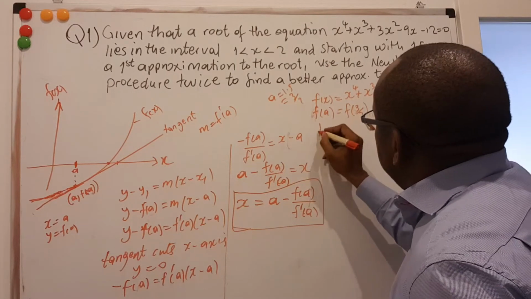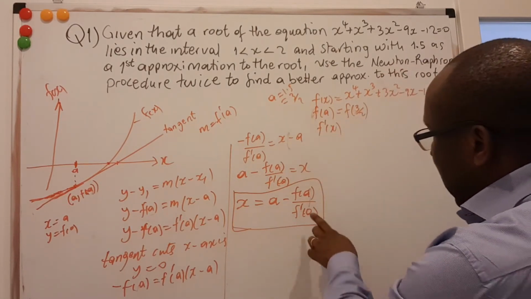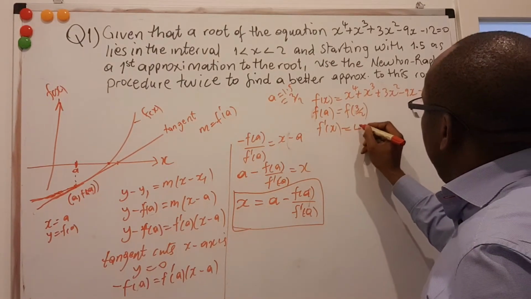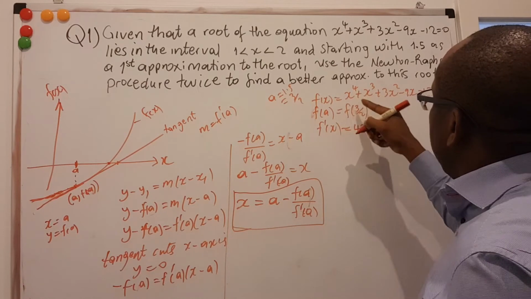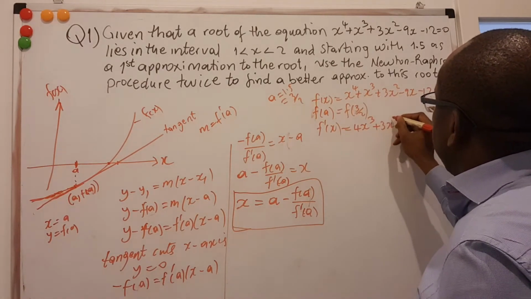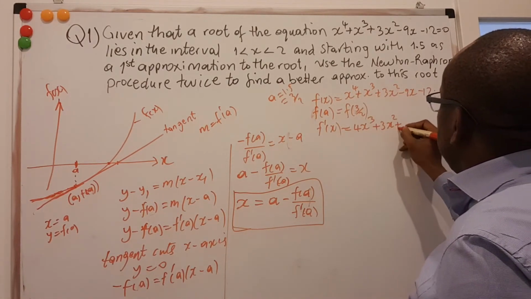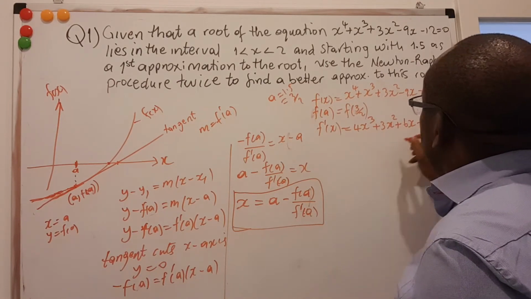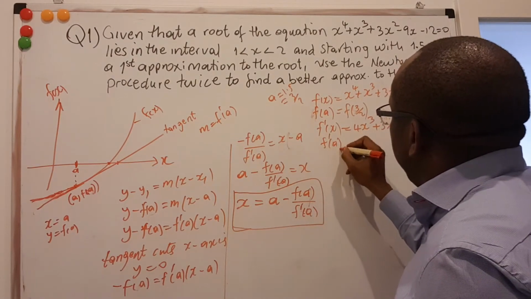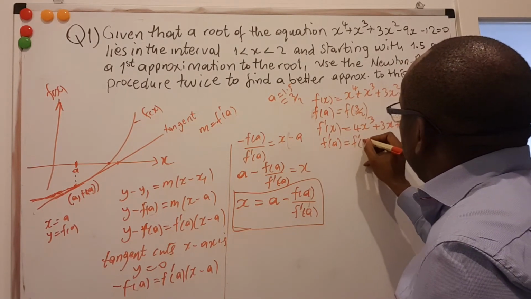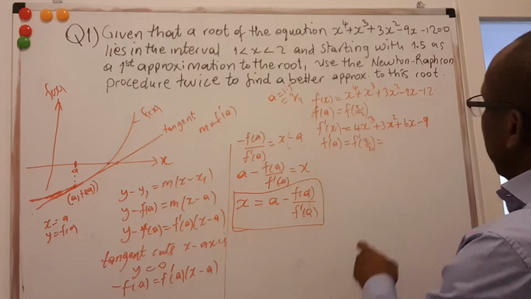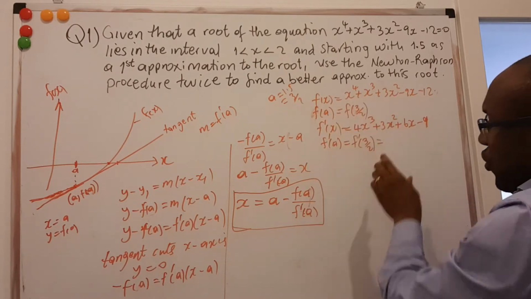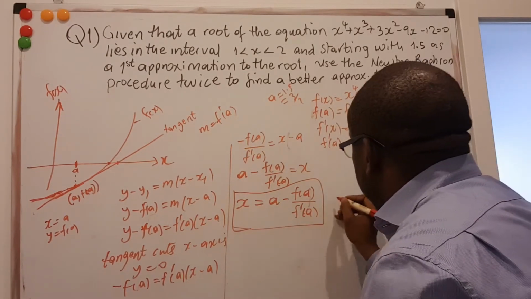So then we need f prime of x, because we need the f prime here. F prime of x means the derivative of this function, and that is 4x to the power 3, plus 3x to the power 2, plus 6x, minus 9. Then I need the f prime of A, which is f prime of 3 on 2. And that is equal to, you substitute 3 on 2 into this and you get a certain number here. Once that is done, you just come and put here, you get the second approximation.